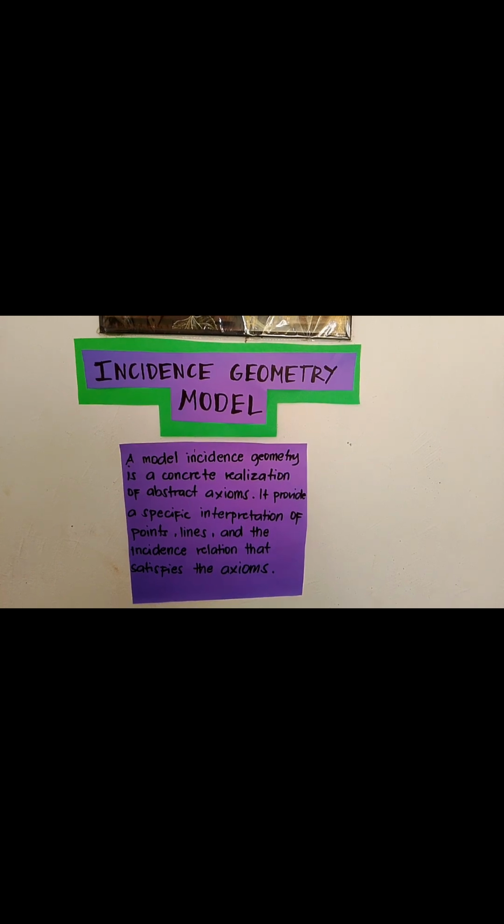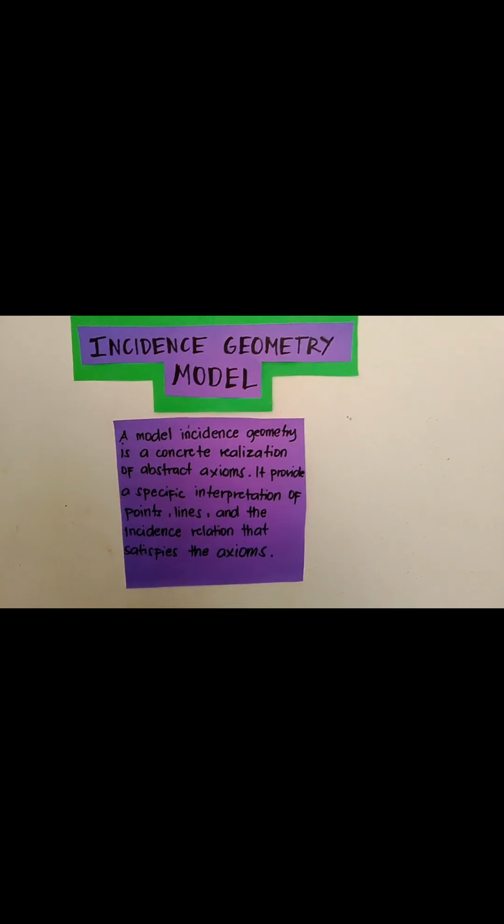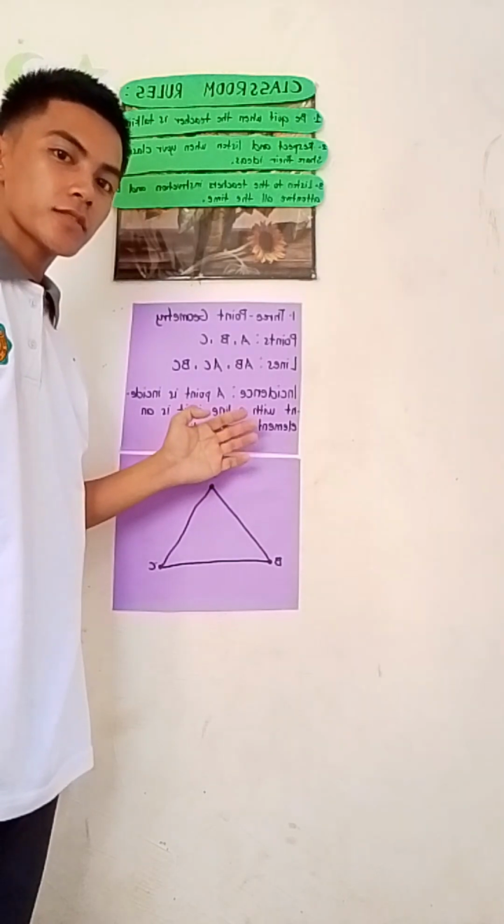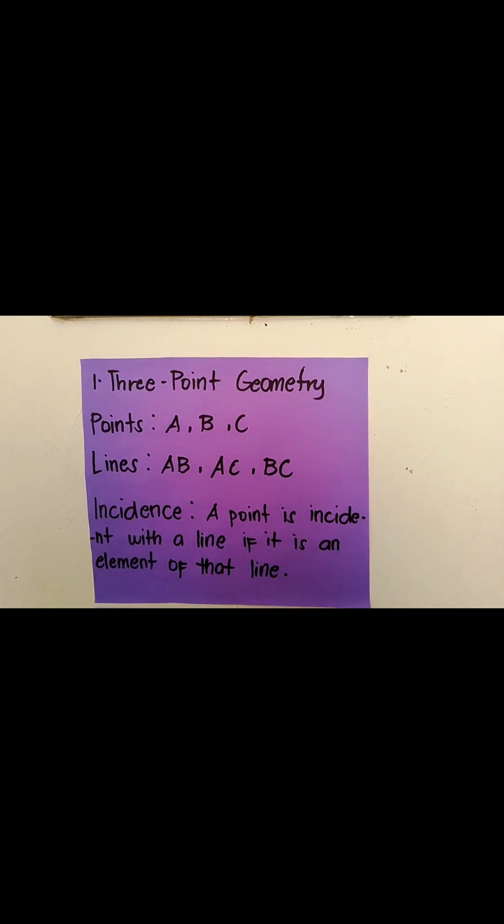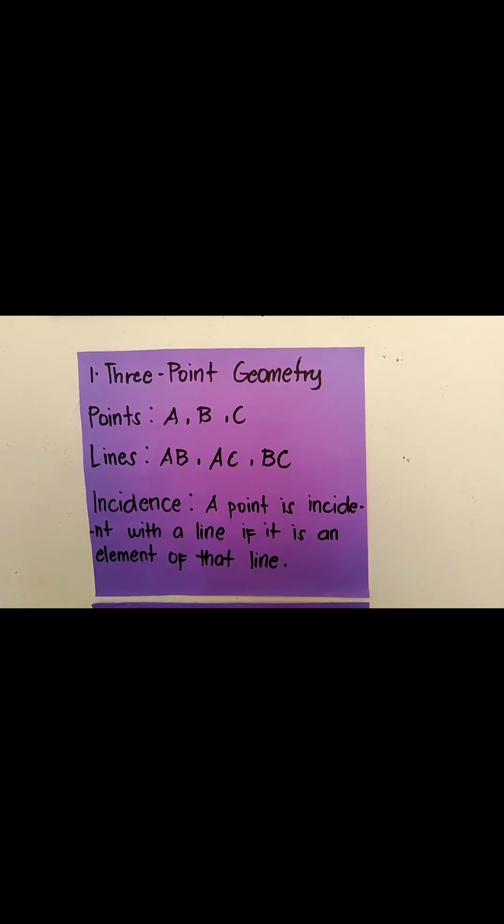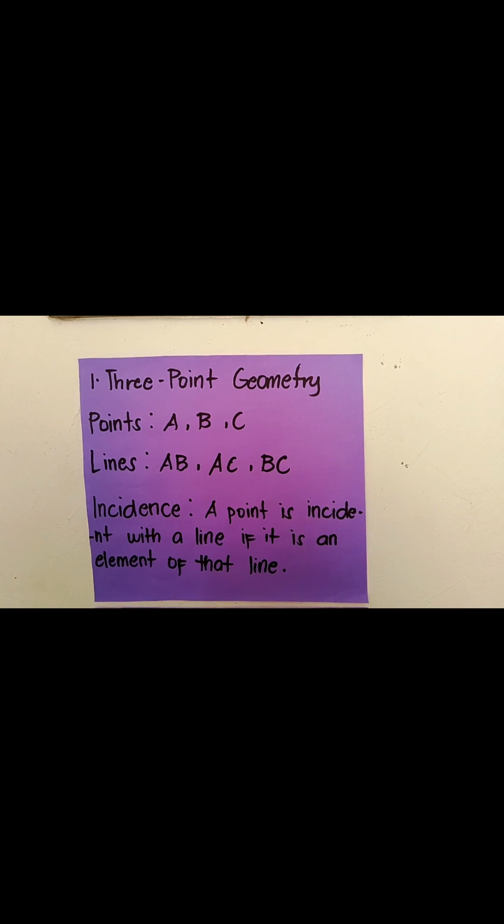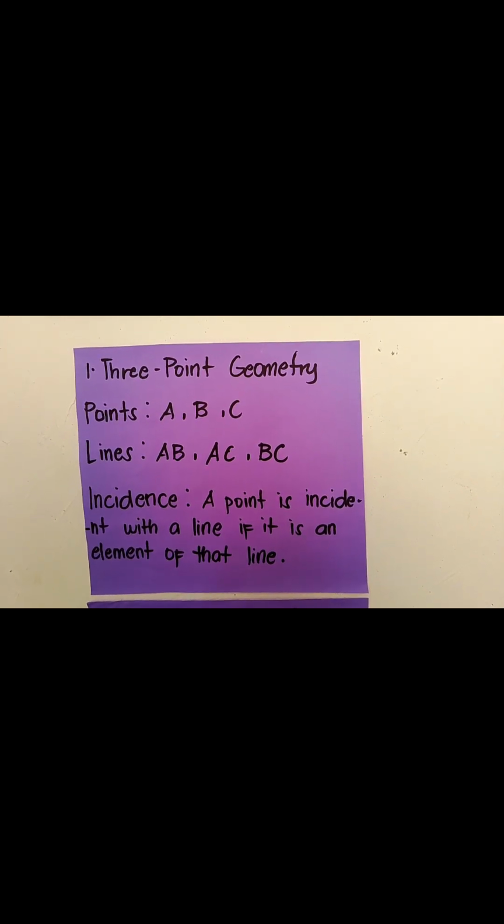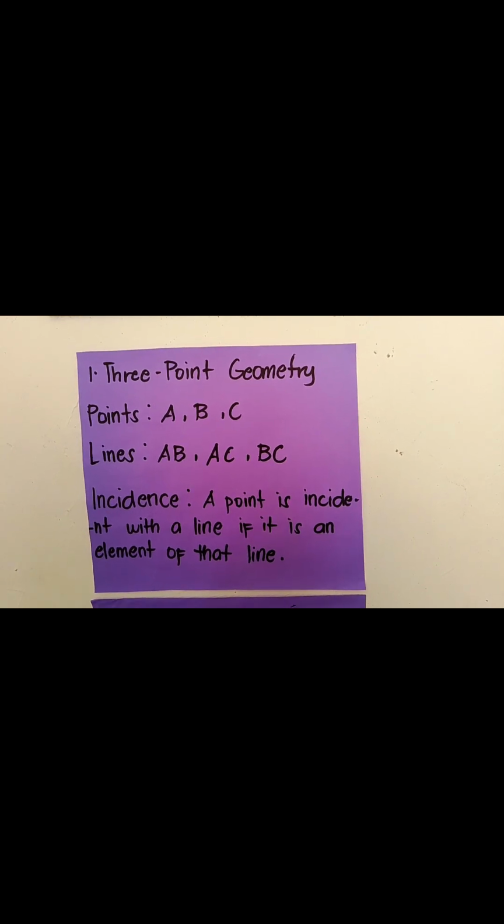Incidence geometry model. A model of incidence geometry is a concrete realization of abstract axioms. It provides a specific interpretation of points, lines, and the incidence relation that satisfies the axioms. So the first model of incidence geometry is 3-point geometry. Points A, B, C. Lines A to B, A to C, B to C. Incidence: a point is incident with a line if it is an element of that line.